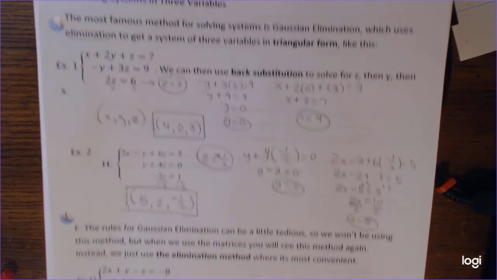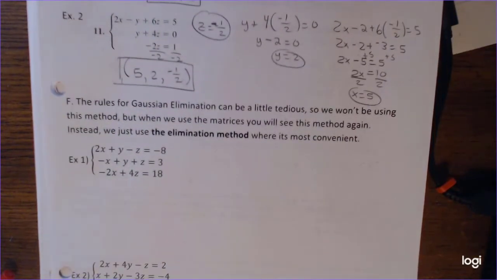Alright, but they're not always that easy. The rules for Gaussian elimination can be a little tedious, so we're not going to teach you that or use that method anymore. But we may show you some matrices. So instead, we're just going to use the elimination method. Alright, so you can solve a system of 3 variables using the elimination method. It's just a little bit trickier.